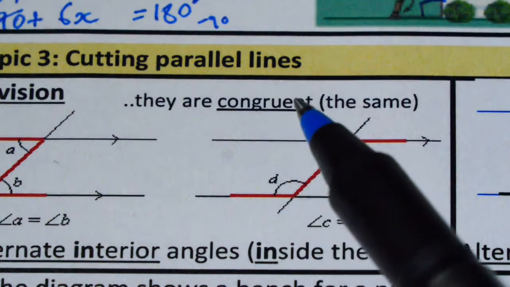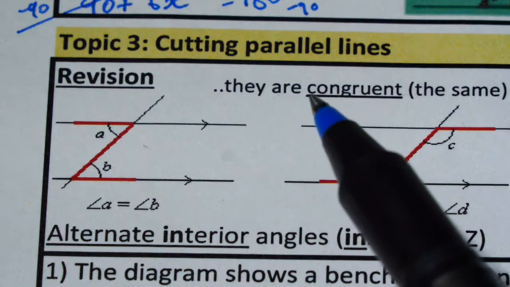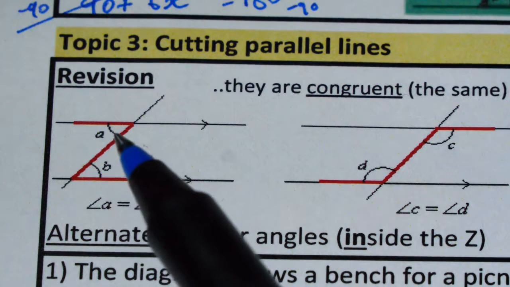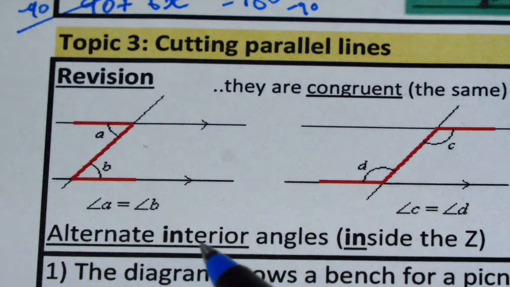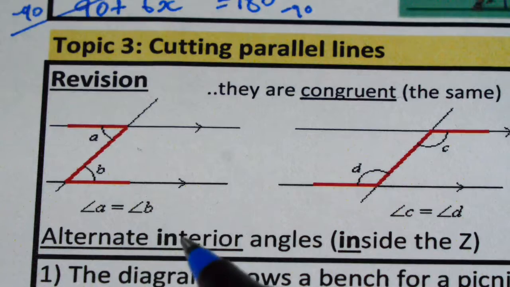They are congruent. So this angle and this angle are congruent. They are the same. These angles are called alternate interior angles, inside the Z. Alternate interior.